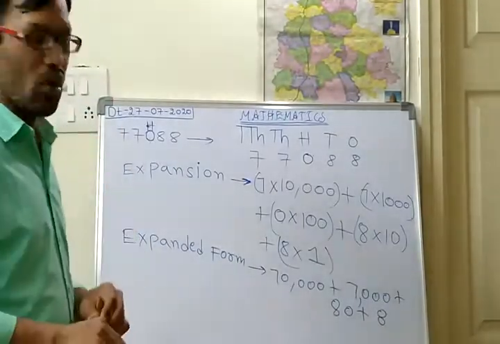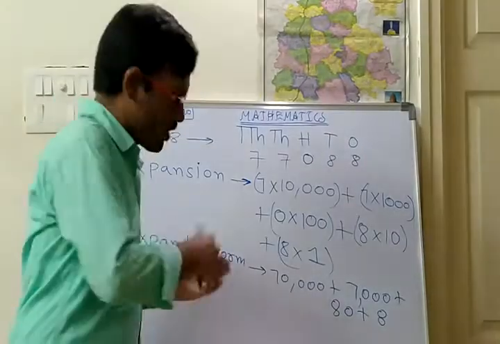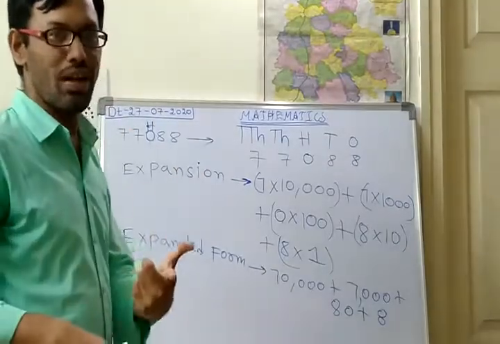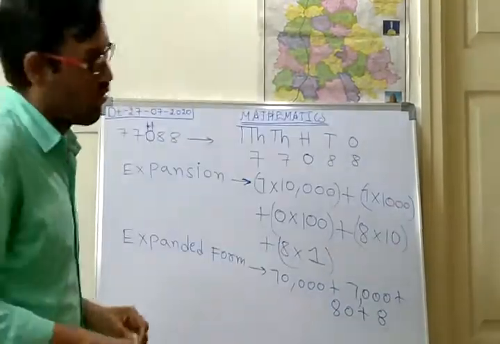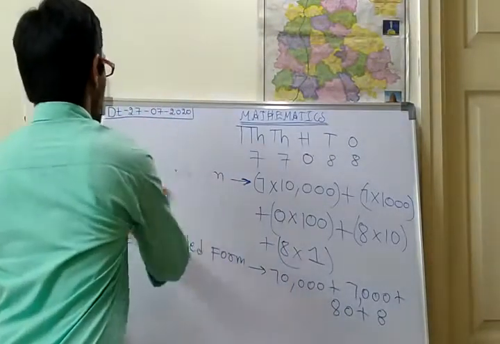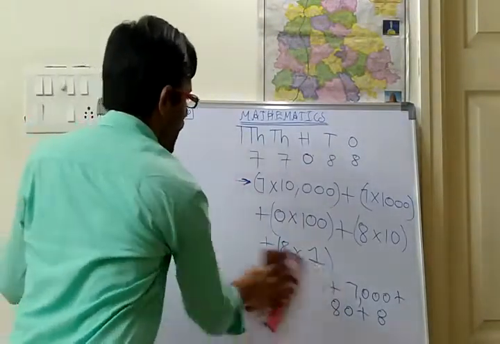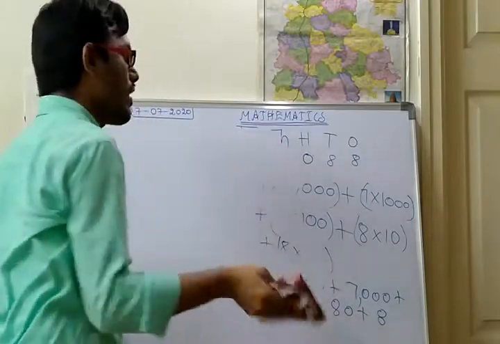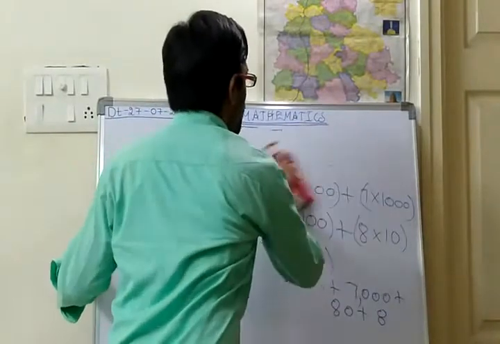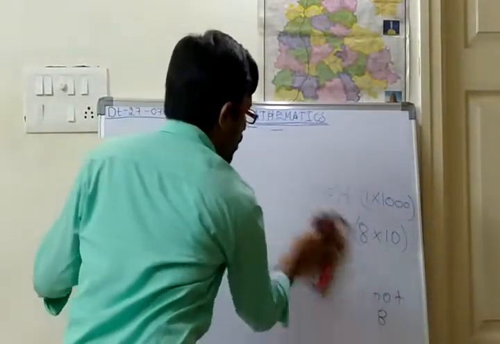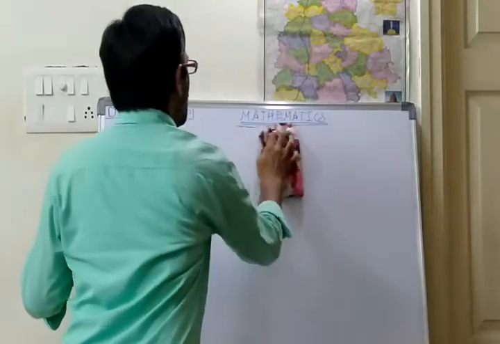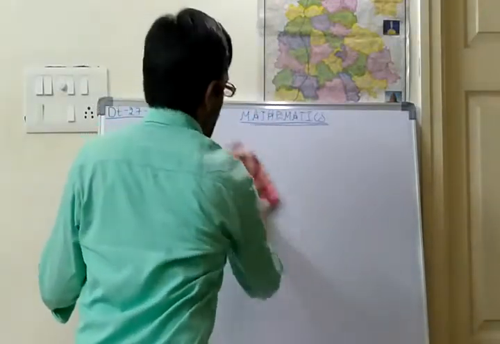Now we shall go on with the exercise part. Exercise 1.1 is completed. Now we shall go on to exercise 1.2. Based on these expansions and place values and the previous topic like nearest tens, hundreds, thousands, estimating the numbers will also be included in this exercise part. So we shall go on with some problems of the exercise.